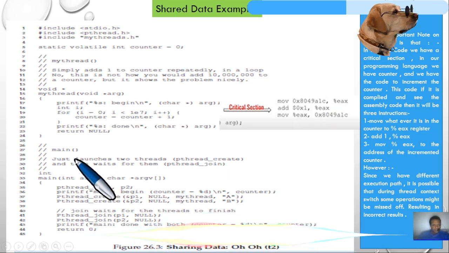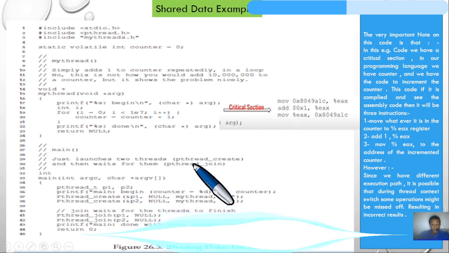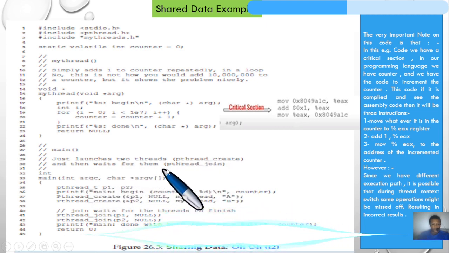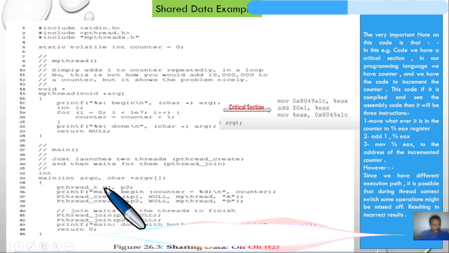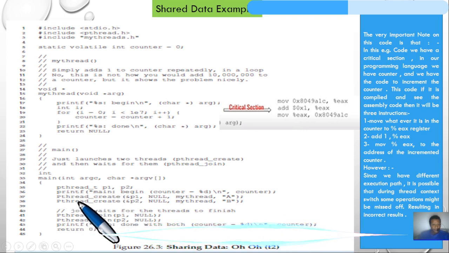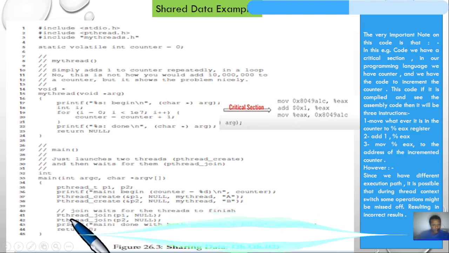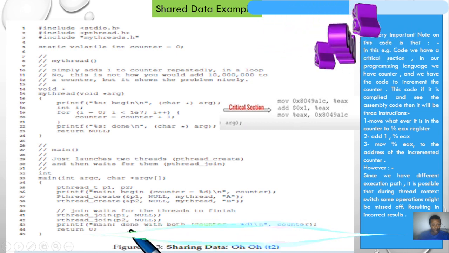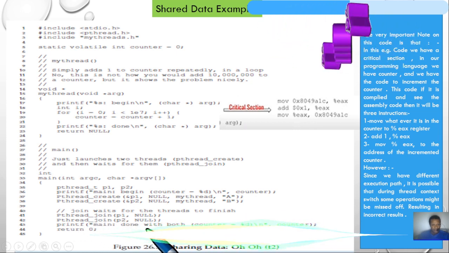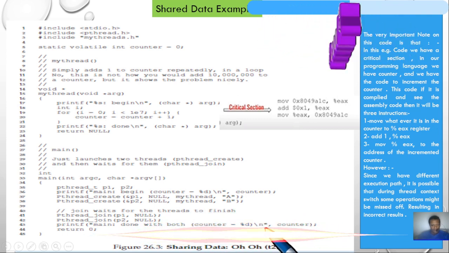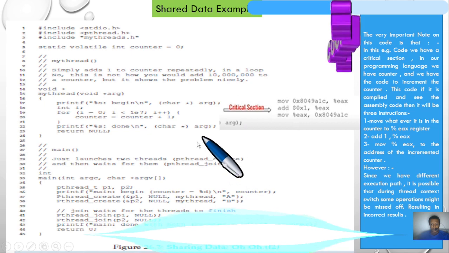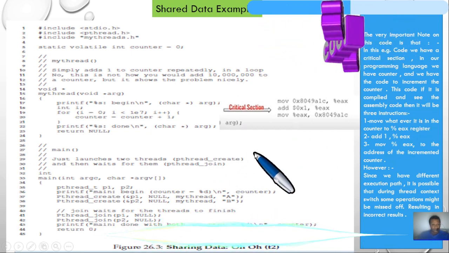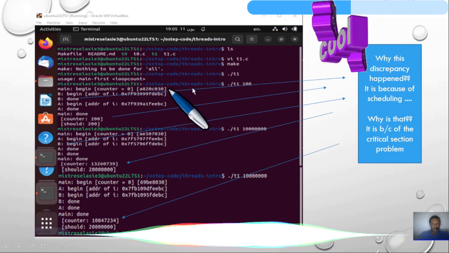So the main function just launches 2 threads with pthread_create and then waits for them with pthread_join. As you can see, pthread P1 and P2 are created here. P1 will print A, P2 will print B, and join waits for the threads to finish. We have pthread_join on P1 and P2, then the main is done with the counter, then returns. This is the shared data example. We will come back to it after the demonstration.